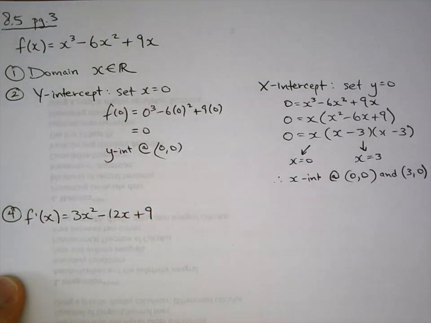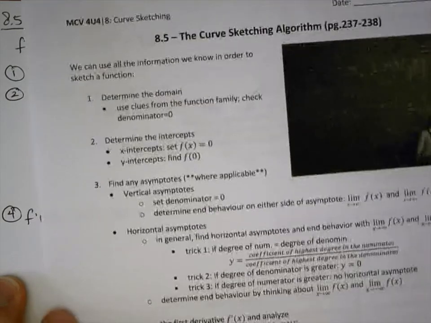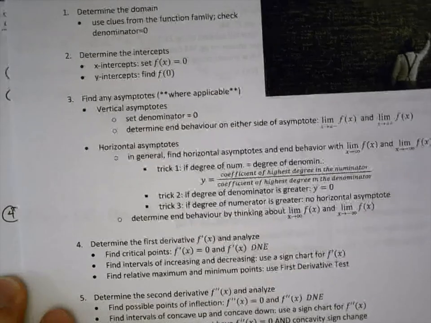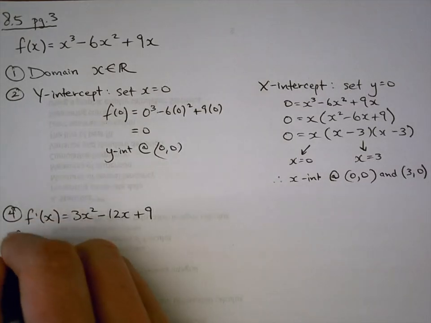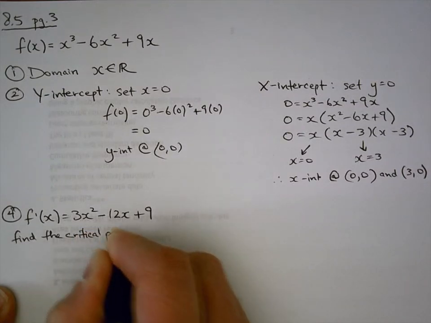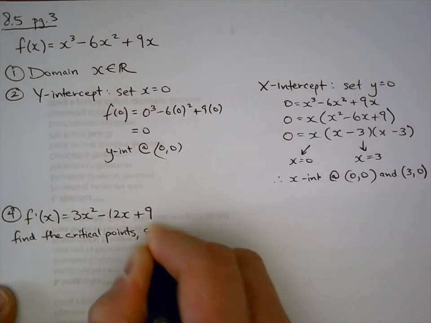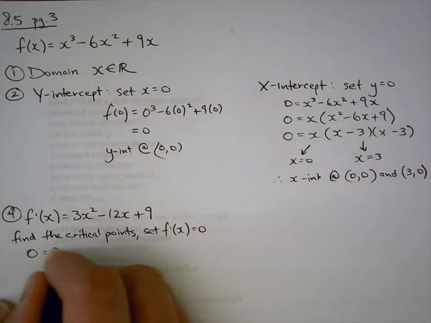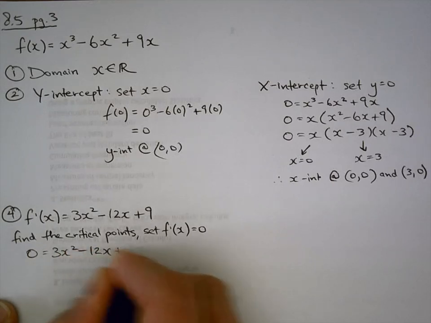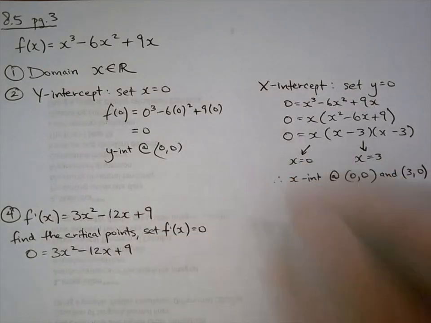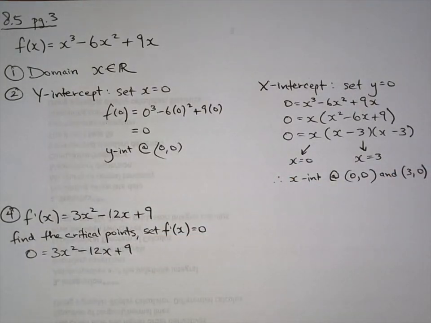Okay, so now what do we do? Do we remember? Oh yeah, I have to find the critical points. So this should hopefully trigger your memory of what we were doing the past few days. Find the critical points and make a sign chart. So to find the critical points, I set the derivative equal to 0. So I end up with 0 is equal to 3x squared minus 12x plus 9. Remember, you also would need to set the denominator equal to 0, but in this case there is no denominator, so we just need to set the derivative equal to 0.